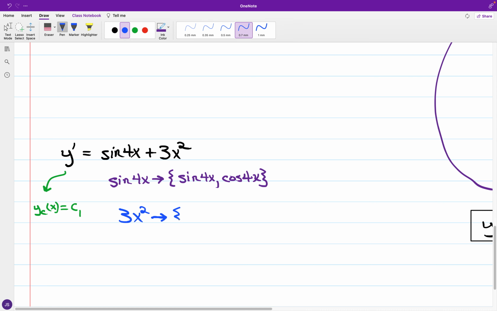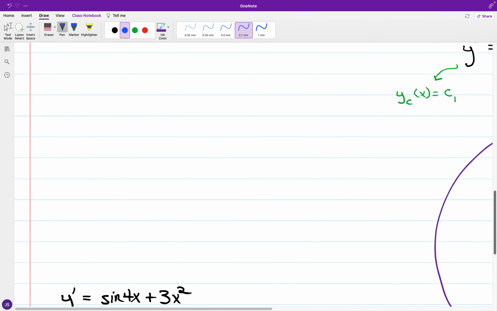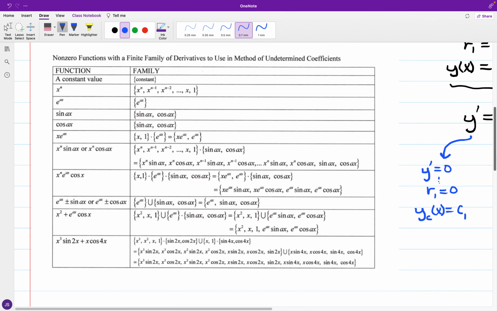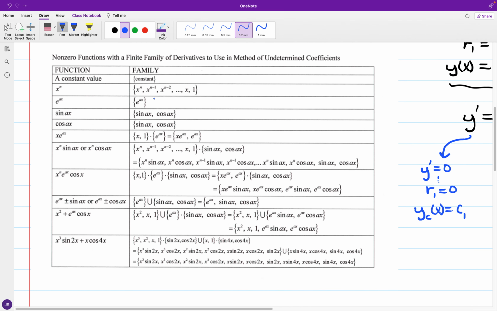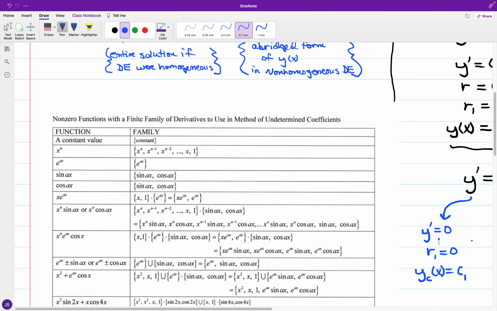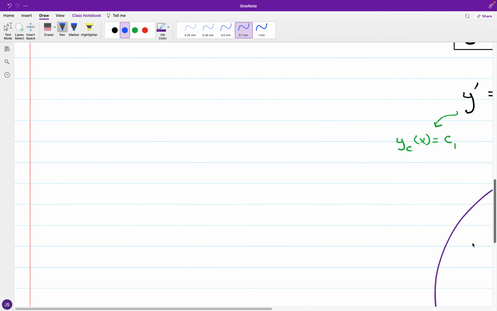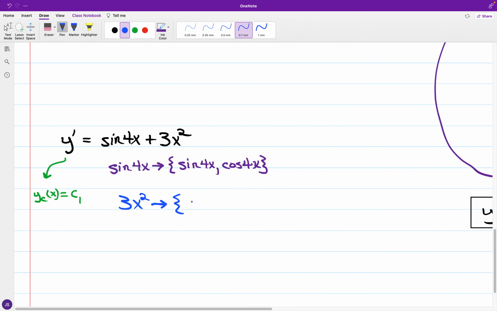if you notice with 3x squared, this is going to be in the family of x to the n, going down all the way to a constant. So for 3x squared, the variable factor is x squared. The derivative of x squared goes to 2x, but in diminutive terms, not worrying about the multiple, we have x. The derivative of x goes to a constant. 1 is going to be a constant.